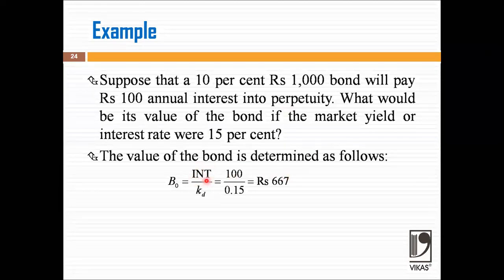Interest, at a time we can get 100 rupees. Since it is a perpetual bond, we have to apply KD, not 1 plus KD. So KD here is 0.15. Therefore, the value of the bond is 667. My next question is, is this bond a premium bond or a discounted bond? Premium or discounted bond?